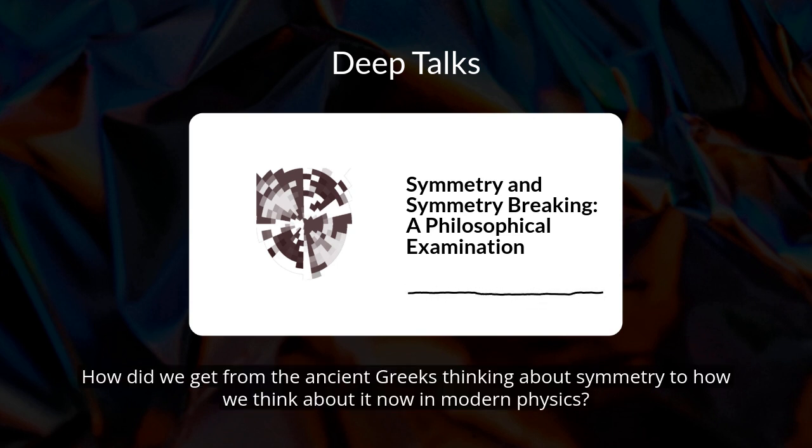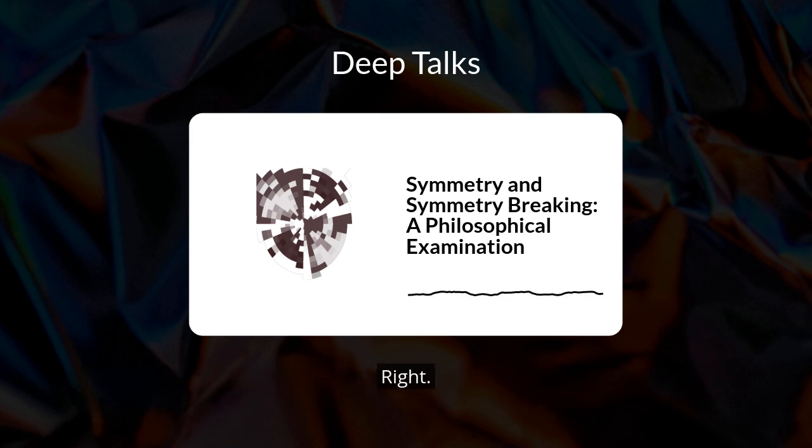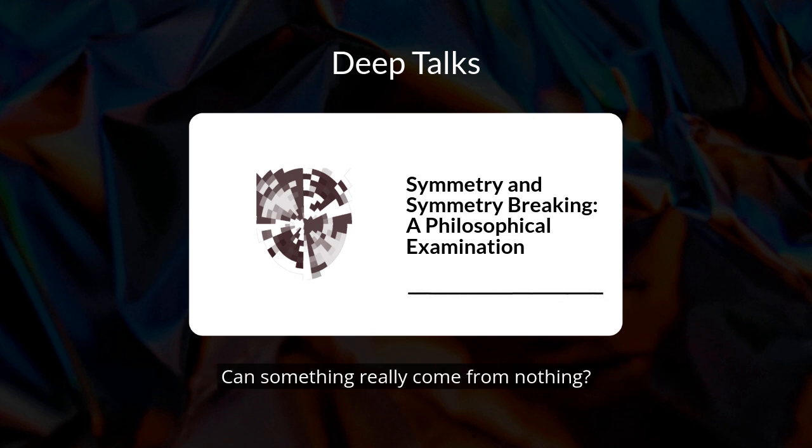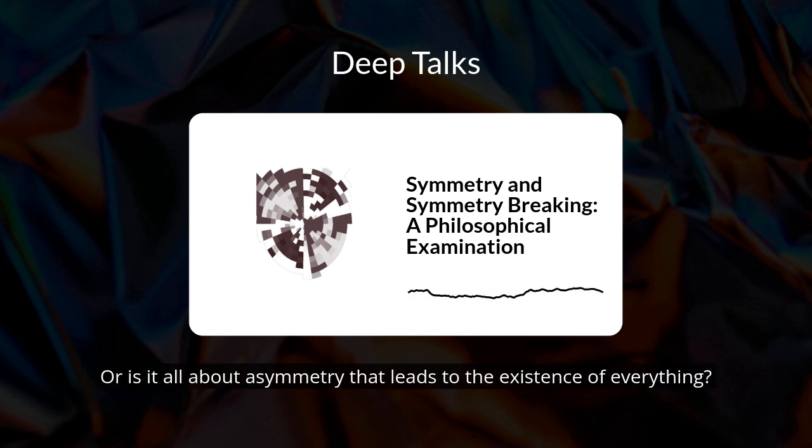How did we get from the ancient Greeks thinking about symmetry to how we think about it now in modern physics? What does it even mean for a law of physics to be symmetrical? Can something really come from nothing? Or is it all about asymmetry that leads to the existence of everything?